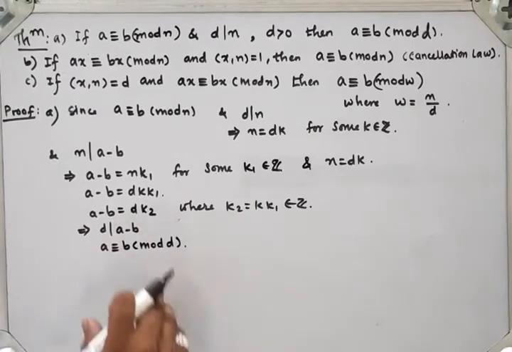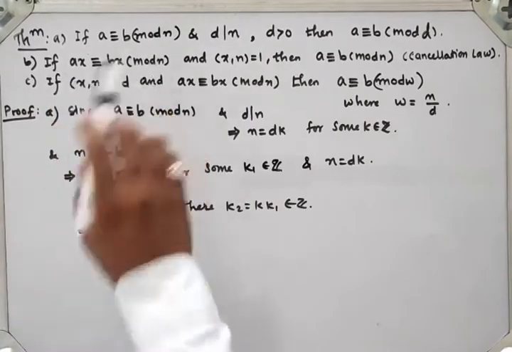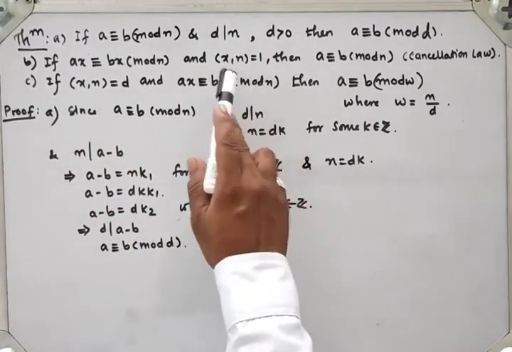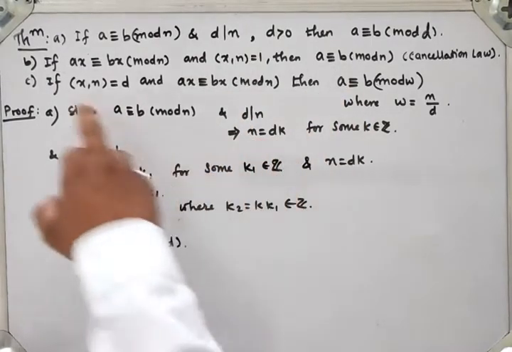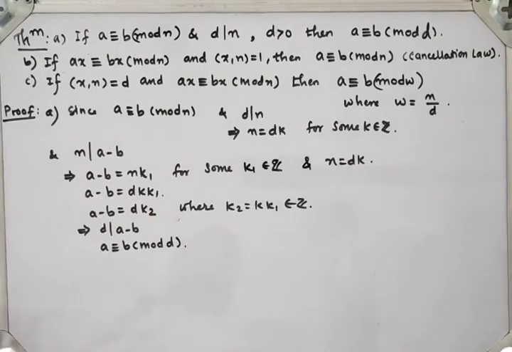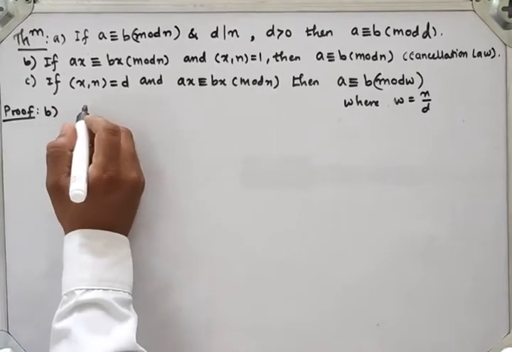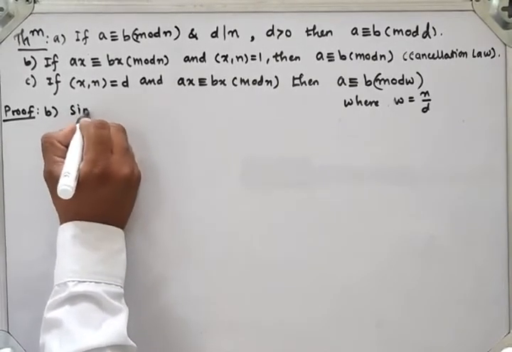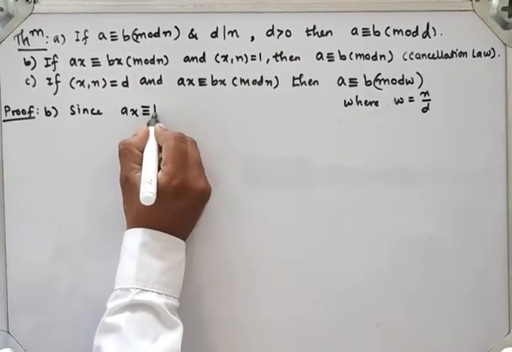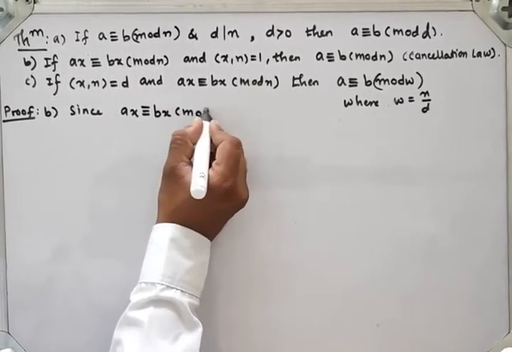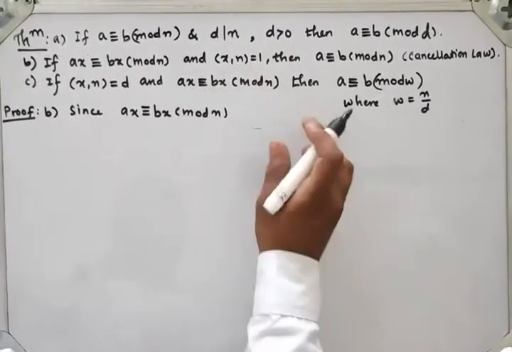Now the second one. We have given ax congruent to bx modulo n, then show that if GCD of x and n is 1, then a congruent to b modulo n. So let's see the proof of the second part. Here, since ax is congruent to bx modulo n, and we have given GCD of x and n is equal to 1, we will use this later.